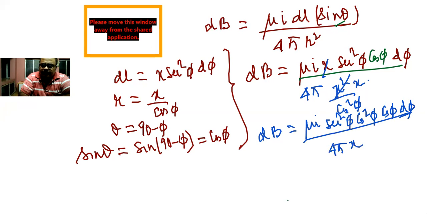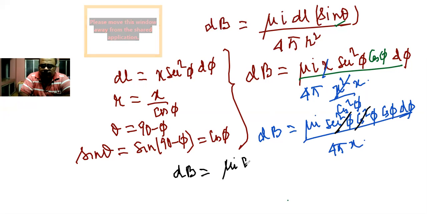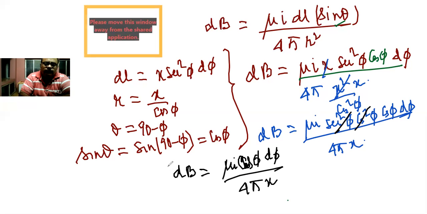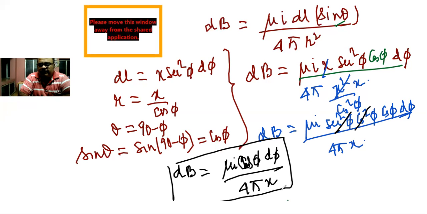So what will happen? Sec square phi cos square phi will get cancelled. So dB is equal to mu I cos phi d phi by 4 pi x. So this is your dB. Am I clear to everybody? So dB is equal to mu I cos phi d phi by 4 pi x. This is my final term.